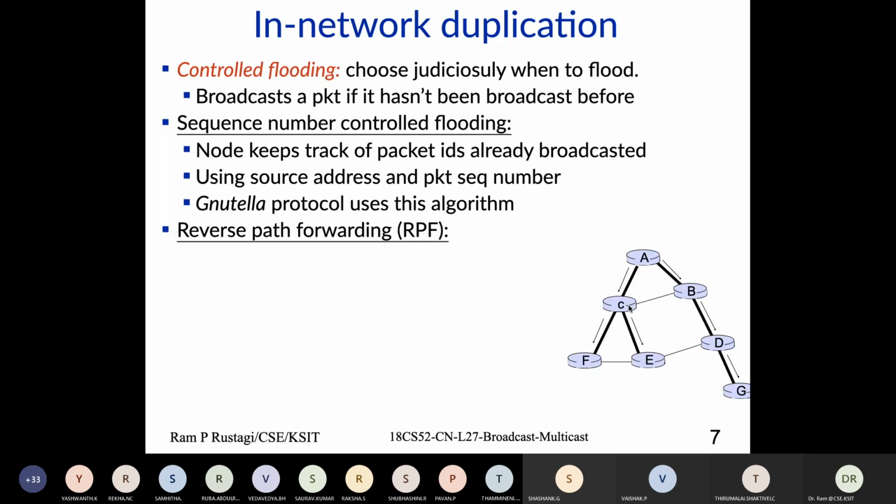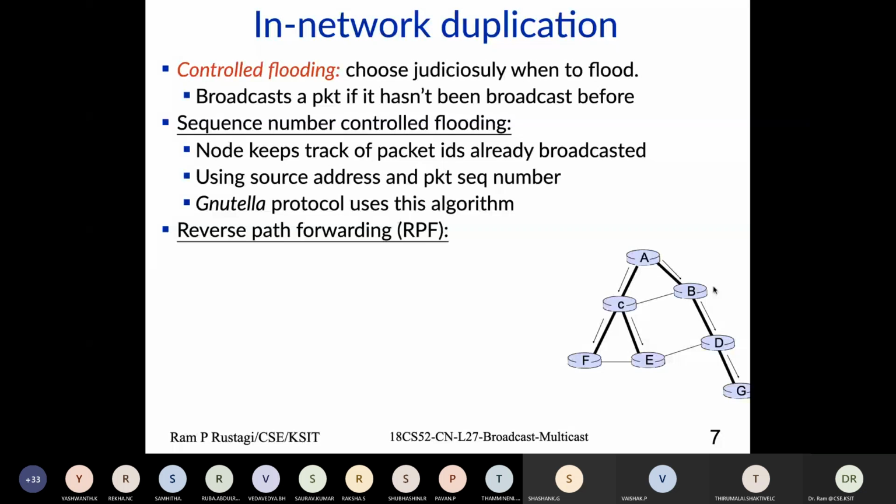Now this packet which is forwarded by C to B, when B receives it, B sees that the packet is from A, but it came via C. Now B looks at the routing table to determine which link it would use if it were to send a packet to A. For B, the path to A is the link B to A. When packets come via C, that is not the shortest path, so it would not forward.